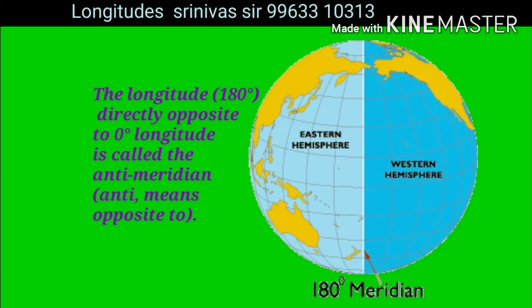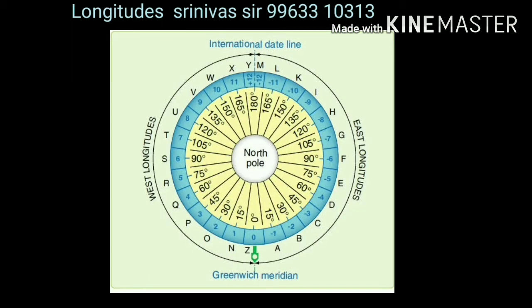The 180 degrees longitude, directly opposite to the 0 degrees longitude, is called the anti-meridian. Anti means opposite. So the 180 degrees meridian is called the anti-meridian. All longitudes are denoted by east or west except 0 and 180 degrees longitude.